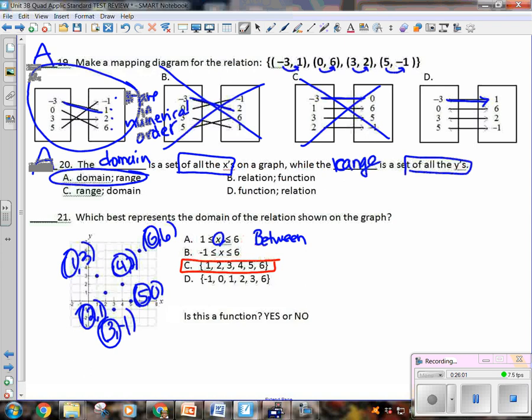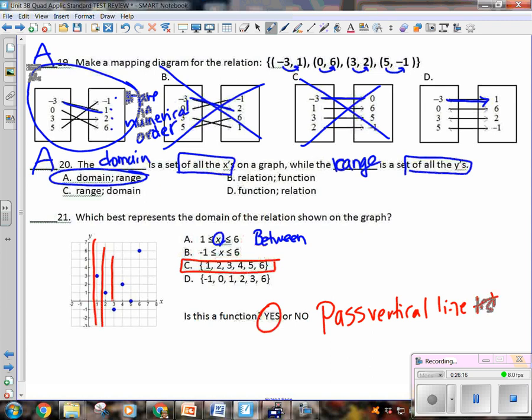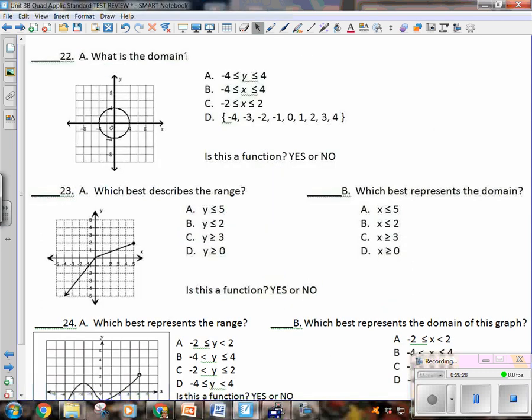Is this a function? And the answer is yes. It does pass the vertical line test. Do you remember the vertical line test? The vertical line test basically says if you draw a line through the function at any point and it only touches once, then it's a function, and this one passes. So the answer to that one is C, and the answer to the question is yes. Okay, what is the domain?